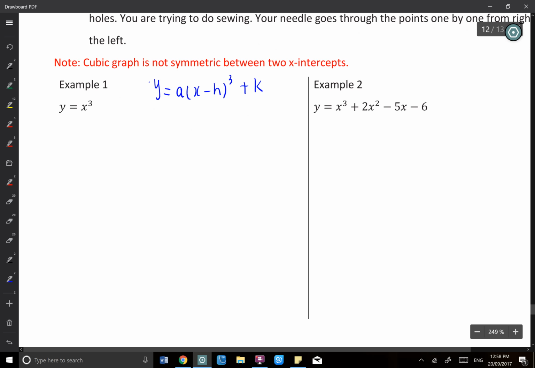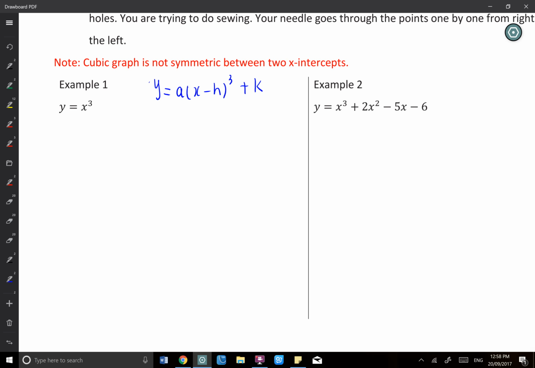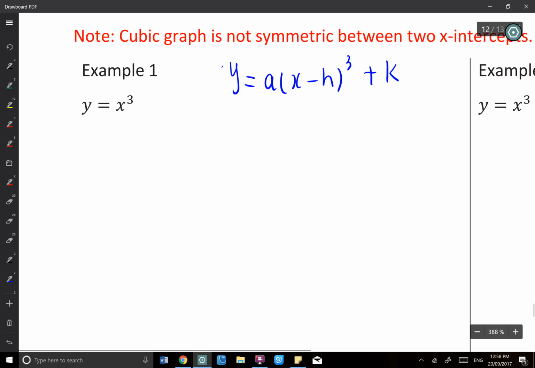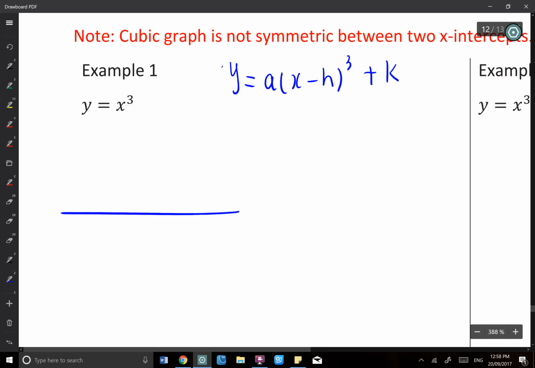Anything in this form will have a particular shape, but you don't need to know that yet until Year 11. What you need to do is only understand what x cubed looks like. x cubed will look like this, an increasing function. It's already in the factorized form. The factor is x, x, and x, so x cubed.